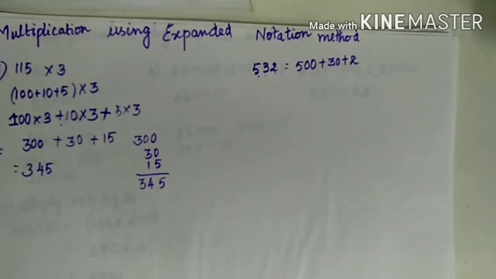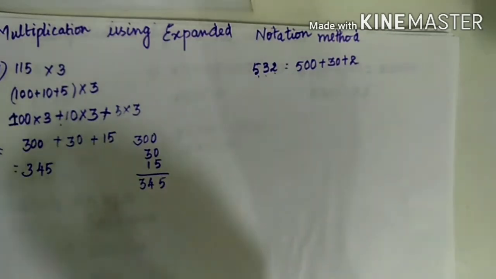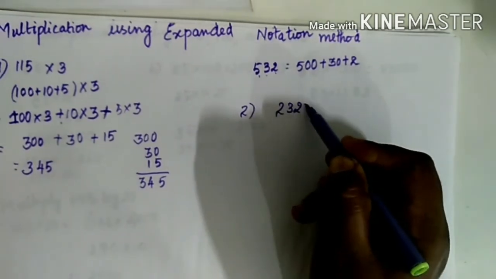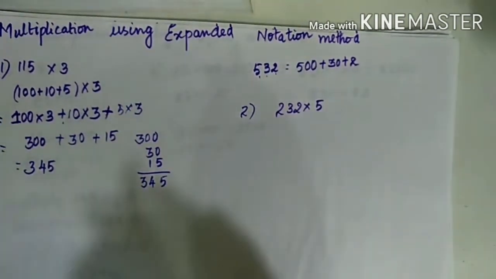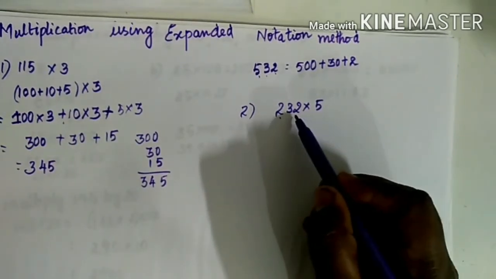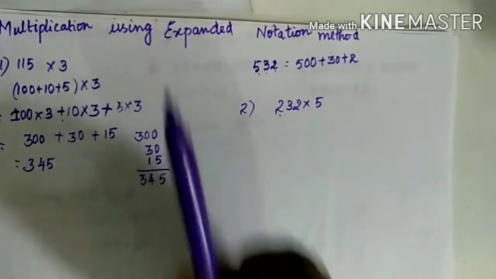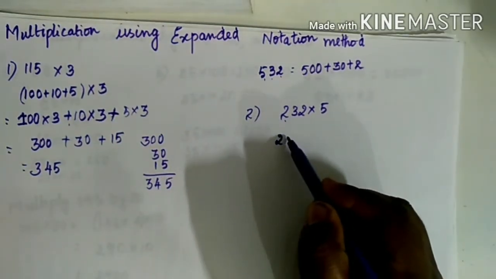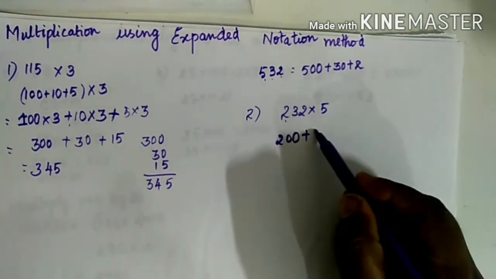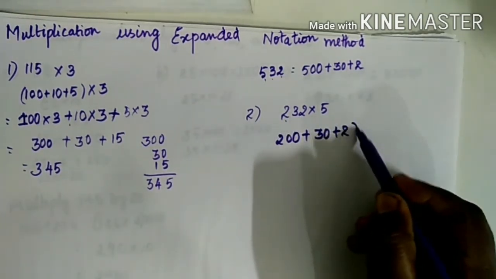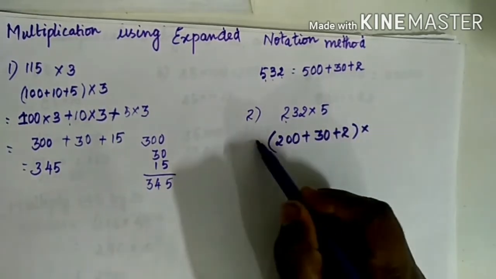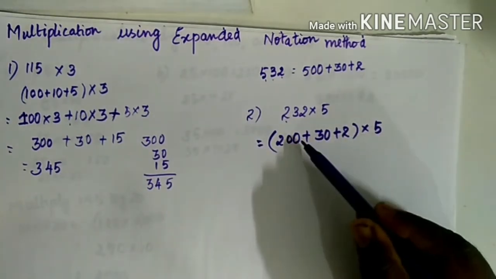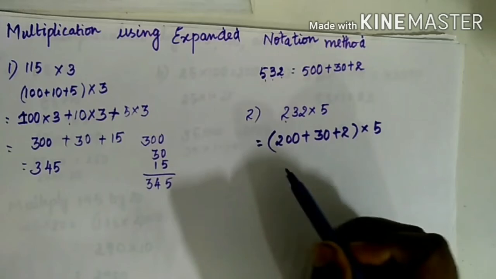Is it clear? So I will give you one number. You come along with me to solve this. So 232 into 5. Now you are going to say, I am going to write. So what is the number? 232. First what we have to do? Expand. Good. So if you expand, what do you get? 200 plus 30 plus 2. Good. So that into what you are going to do? Multiply 5. So next you are going to distribute this 5 here. So what do you get?